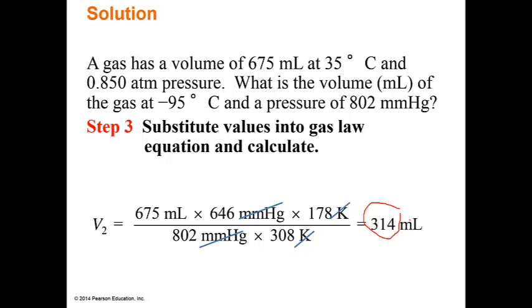But remember, we need 5 out of the 6 variables to solve for that 6th variable. So you knew it was coming. We started with Boyle's law, then we went to Charles' law, then we went to Gay-Lussac's law. Now it's bringing it all together. There's a relationship between pressure, volume, and temperature. And if you know pressure, volume, and temperature on one side, and you know at least 2 variables on the other side, you can always solve for the third.